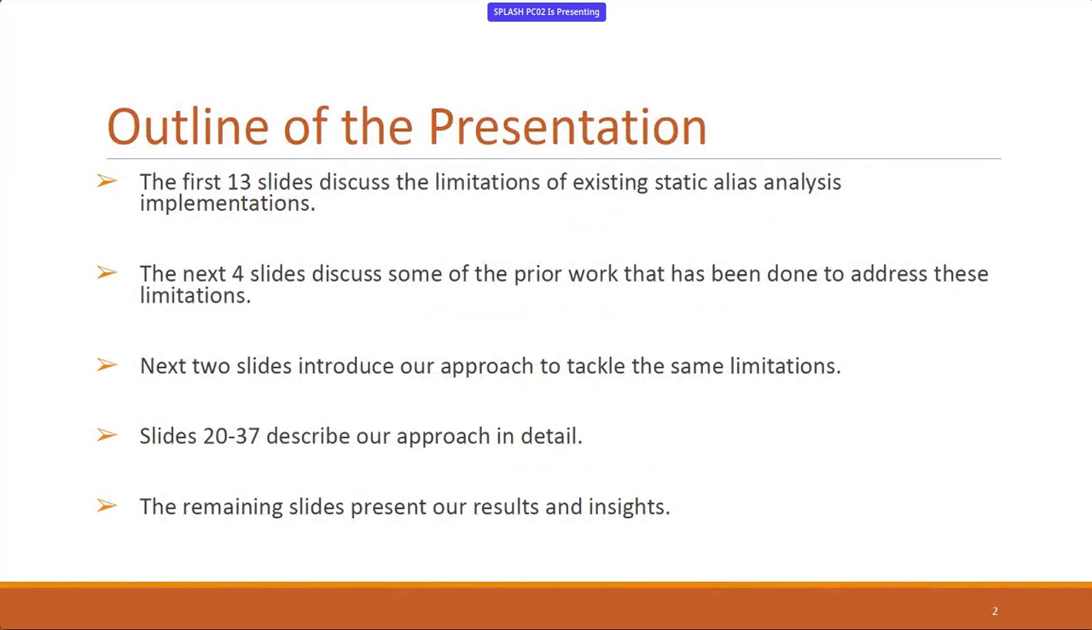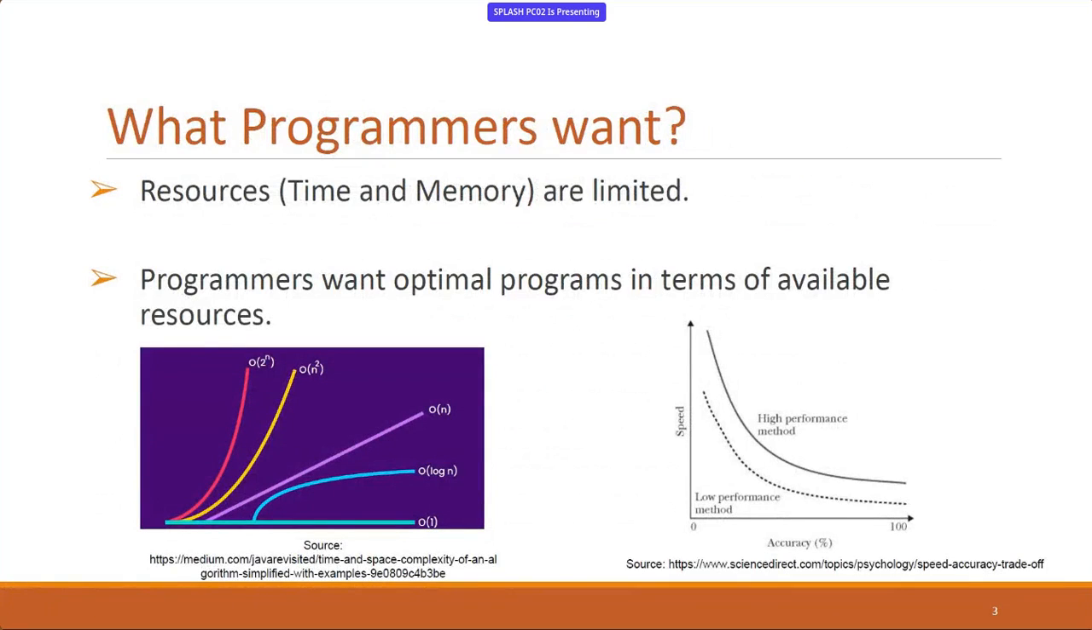So this is the outline of my presentation. The first 13 slides talk about the limitations of existing static alias analysis implementations. The next 4 slides discuss some of the prior works that try to address this limitation. The next 2 slides introduce our approach in brief, the next few slides describe our approach in detail, and the remaining slides present our results and insights. So let's start with the presentation.